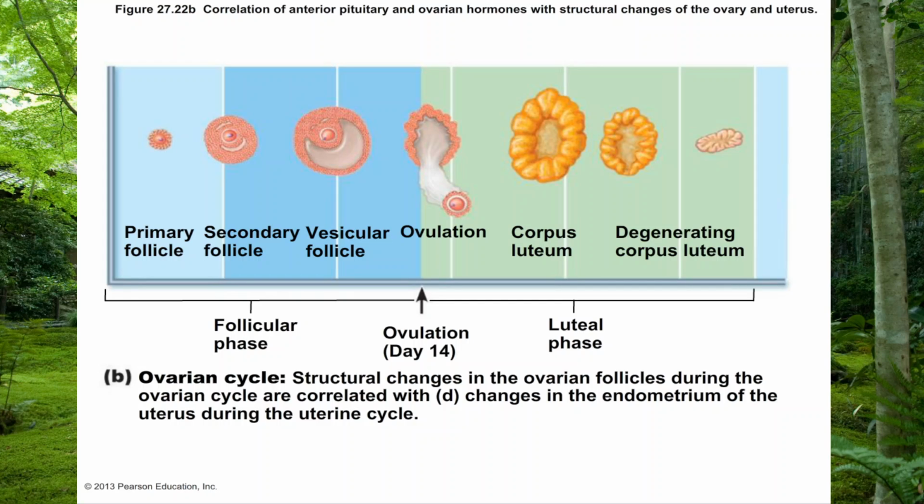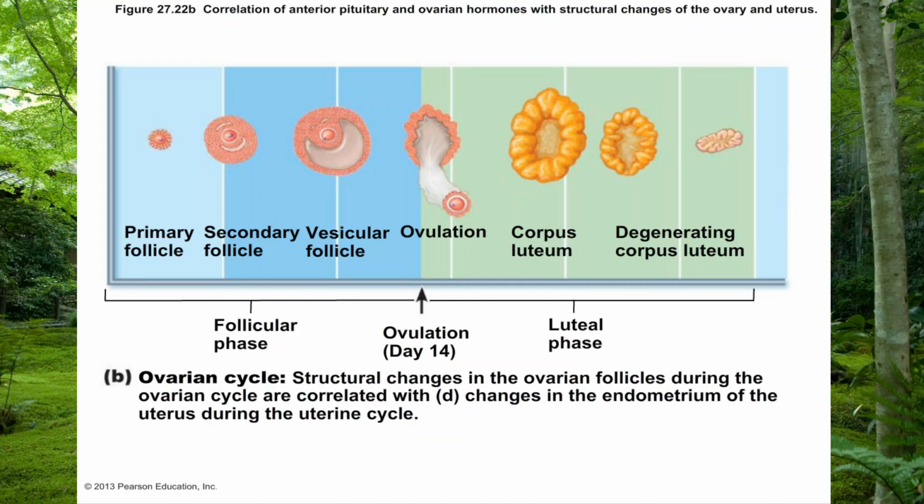Now, during the luteal phase, those remaining follicular cells, called the corpus luteum, will begin to secrete lots of progesterone and a little bit of estrogen. And the progesterone is going to be very important for maintaining the uterine lining, but eventually the progesterone levels are going to go down as that corpus luteum degenerates into corpus albicans.